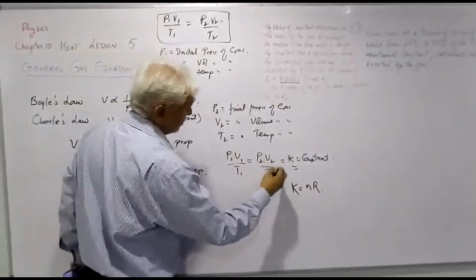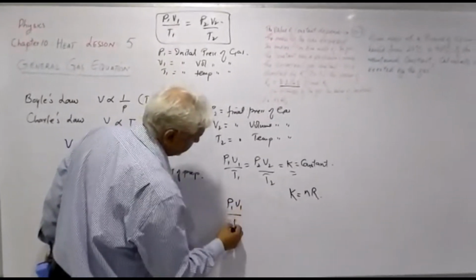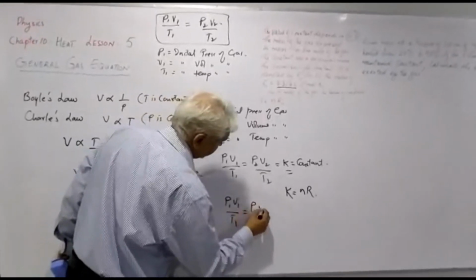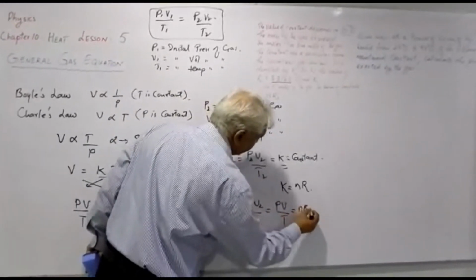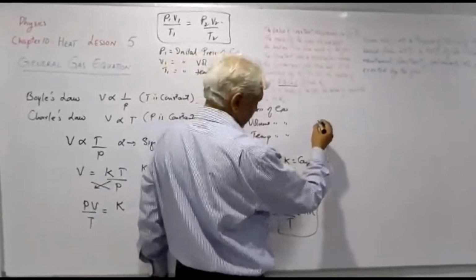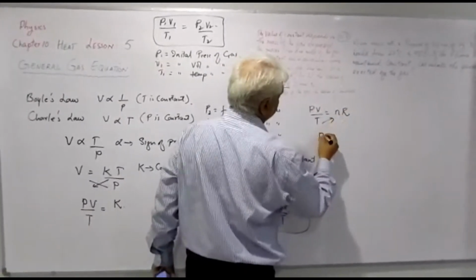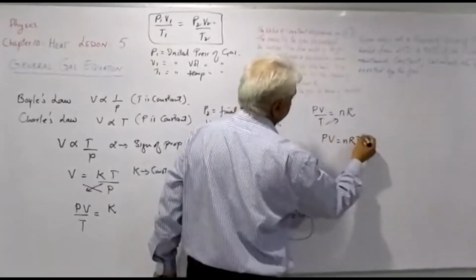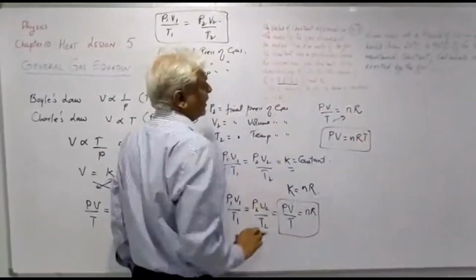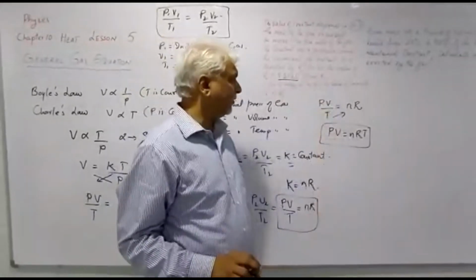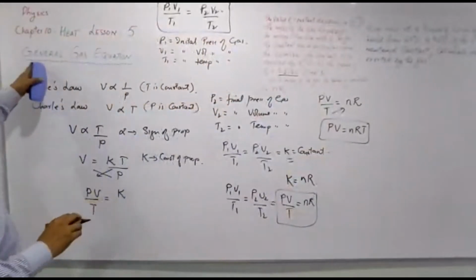So I can write this equation now as P1 V1 upon T1 is equal to P2 V2 upon T2, and they all equal PV upon T is equal to nR. Taking this as PV upon T is equal to nR, I cross multiply, I get PV is equal to nRT, and R is constant, with the value 8.3145 joule per mole per degrees Kelvin. So I hope it is clear. This basically is your general gas equation.